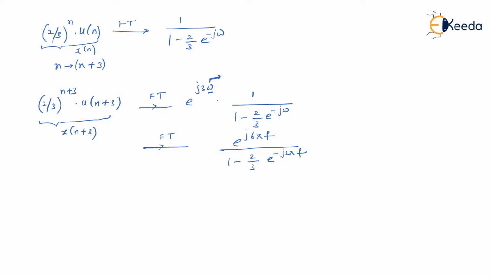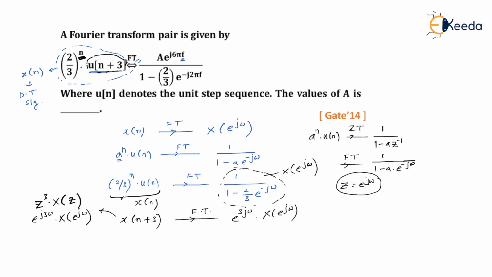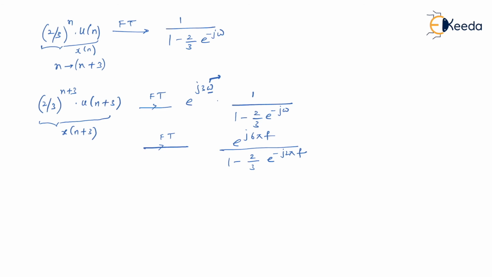Now as you can see in the question, it looks quite similar to this function. In fact, what we have in the next slide is what I'm highlighting now. If you see carefully, this is something we have in the next slide. So this is our X of e to the power j omega. Now what I have to get is the value of this a. So this is a Fourier transform for the given function.